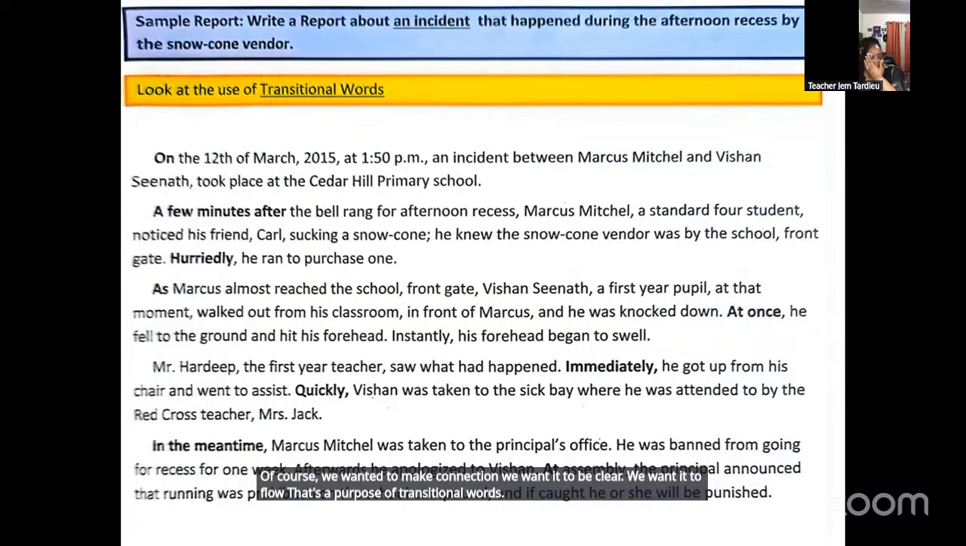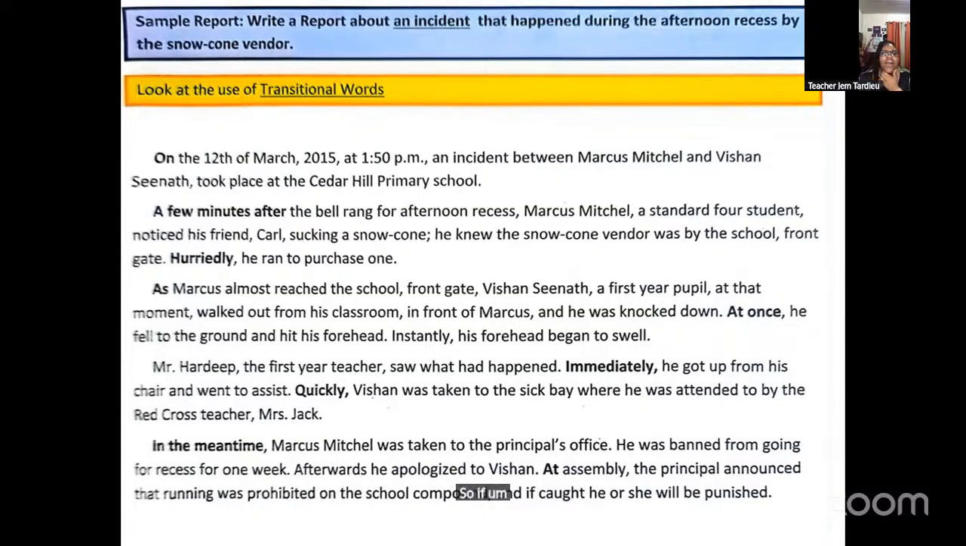So if we have "a few minutes after," and you decided, well, I don't want to use "a few minutes after," you want to use, let's see, "because the bell rang for the afternoon recess." It wouldn't make sense there. It wouldn't make sense there.